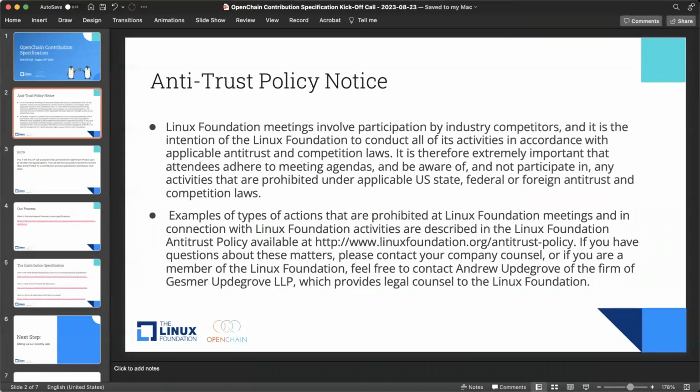Now, we're going to give it one more minute for people to dial in, and then we'll jump into this kickoff call, which will describe how we create standards, and it will talk about the standard we're looking at creating next, the contribution specification.